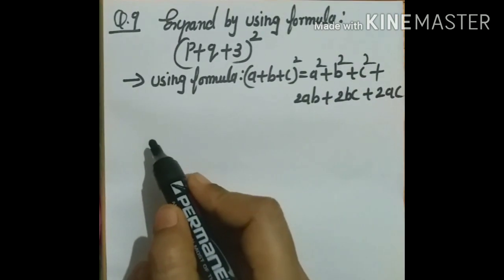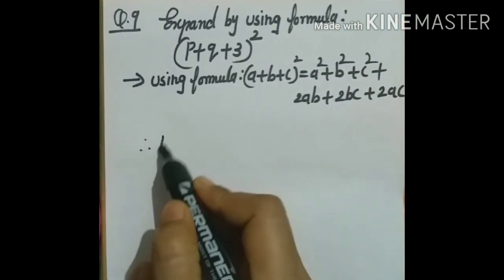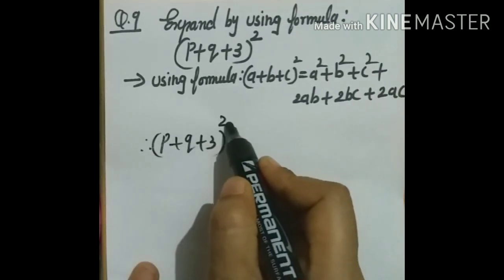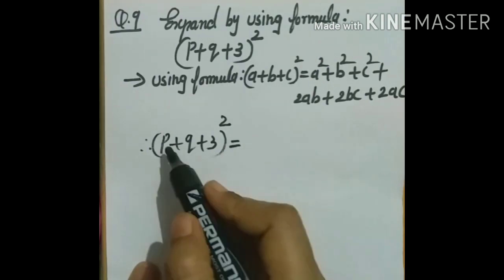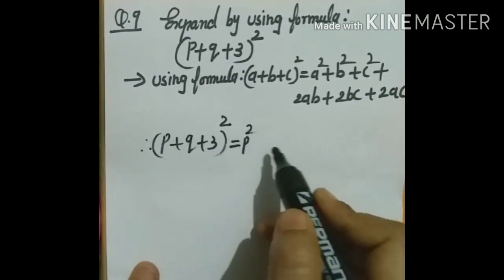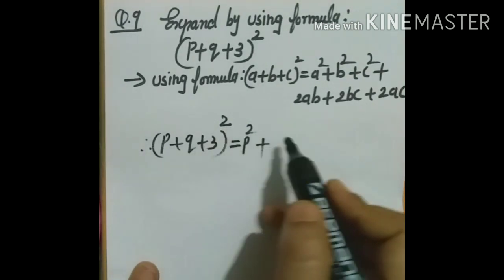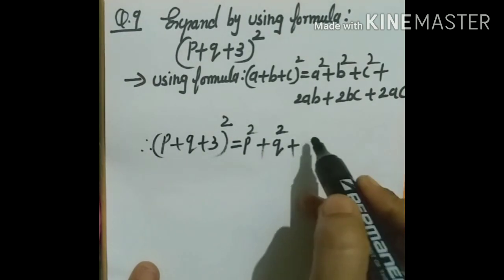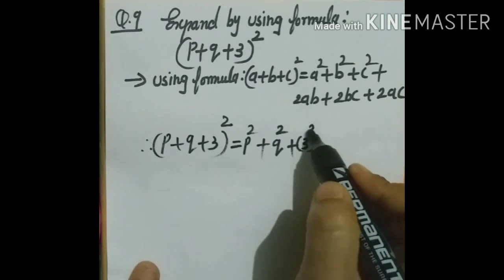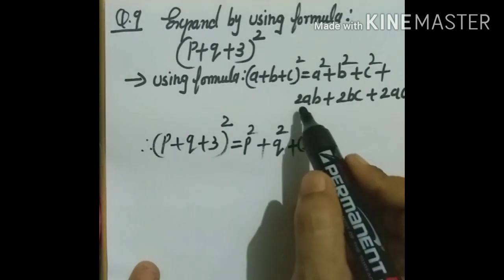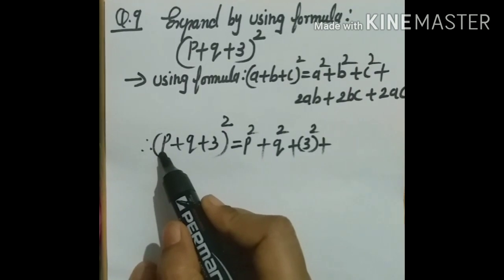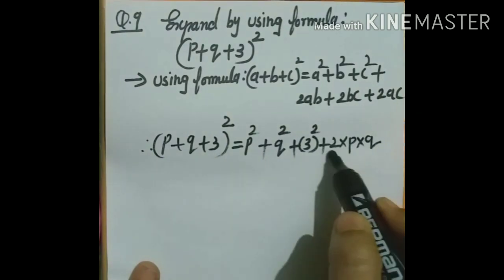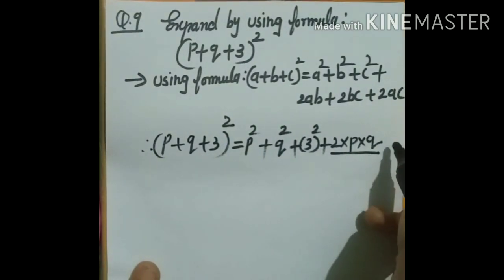Okay. Now we are expanding the question. Therefore, p plus q plus 3 whole bracket raised to square. So first children, first term square. P square plus, now second term square, q square plus, the third term is what children? 3. So 3 put in the bracket and square plus, what is the children? 2ab means 2 into p into q. 2 into p into q. Underline children because we have to multiply.